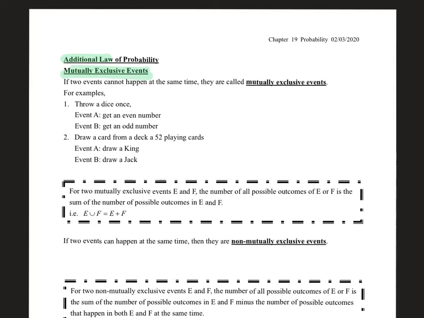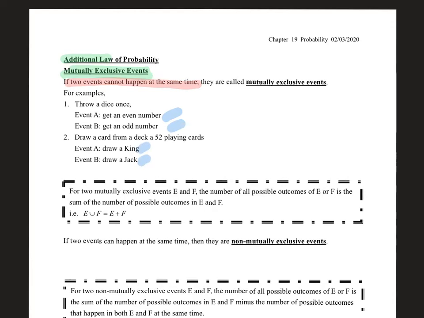So what does that mean? It means that you are talking about two events, remember, two events that cannot happen at the same time. For example, when you throw a dice, you have an even number or an odd number, so they are mutually exclusive. It can't happen at the same time, right? And drawing a card, king and jack cannot happen at the same time, right?